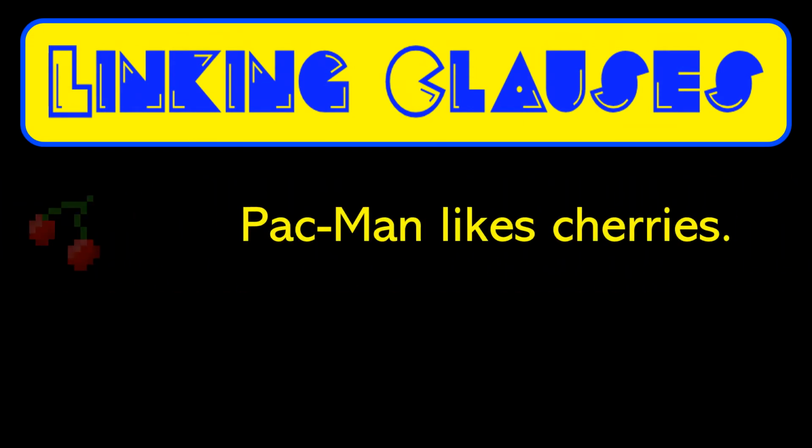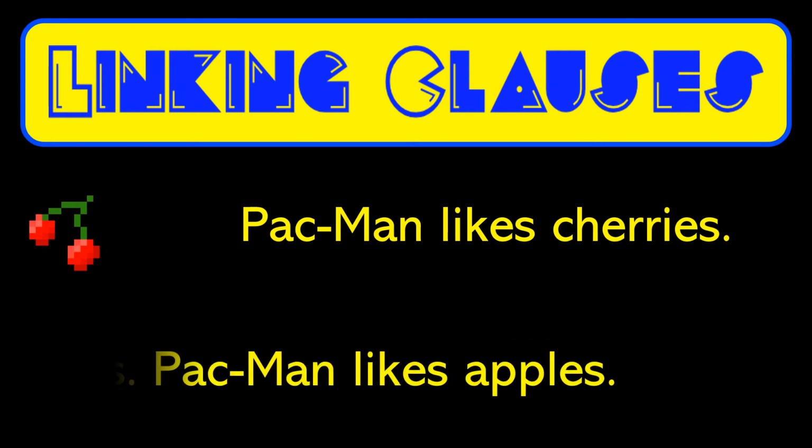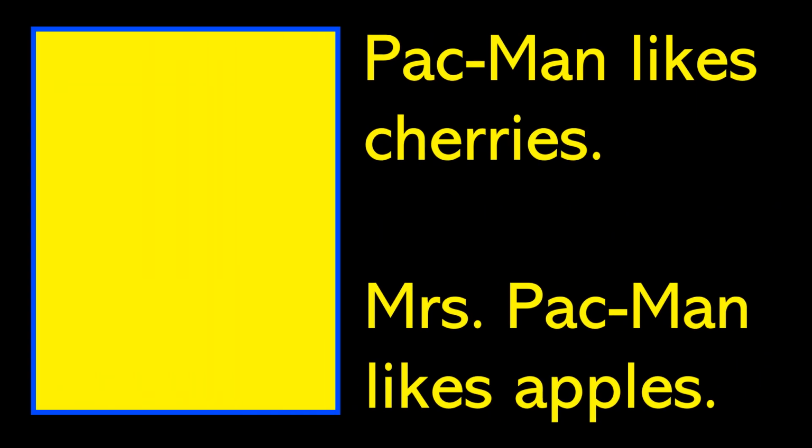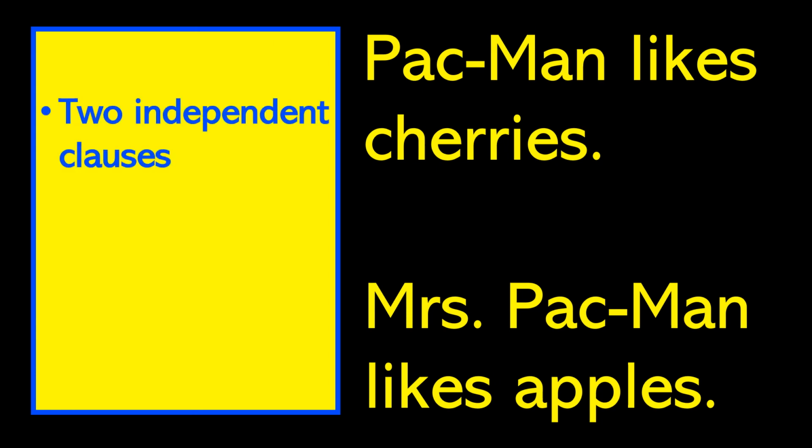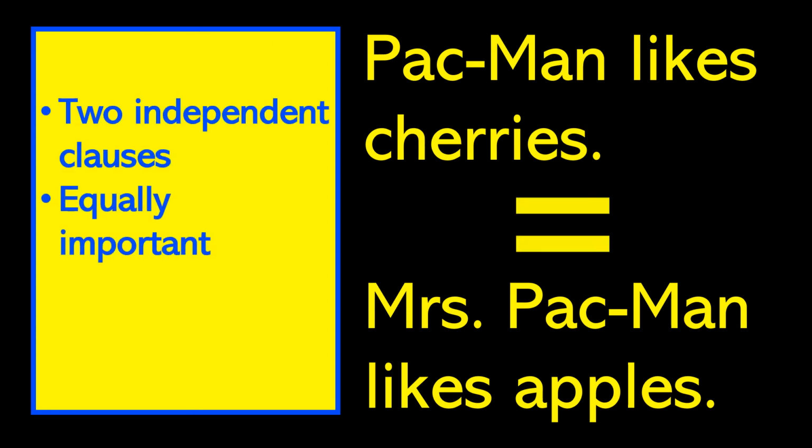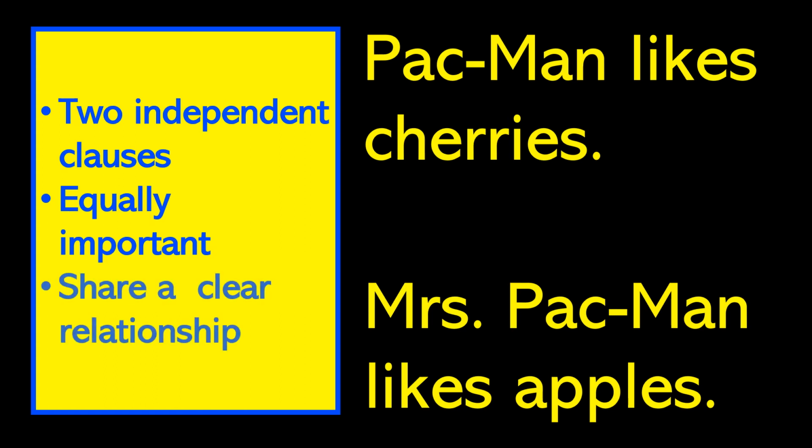We'll begin with linking clauses. All right, so Pac-Man likes cherries and Miss Pac-Man likes apples. So we have two simple sentences here, but how can we link them together? Well, because we have two independent clauses, two complete sentences, and because they are equally important, and also because they share a clear relationship with each other, rather than simply having a period and full stop, we could instead change that first period to a semicolon. And now we'll have a compound sentence in which the reader can see the two sentences are related to each other.